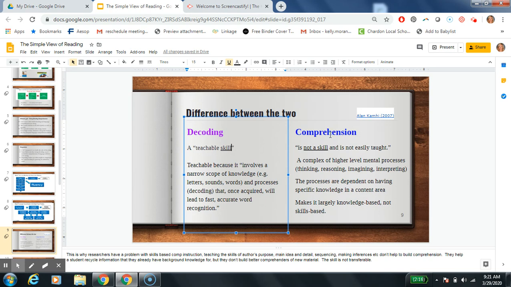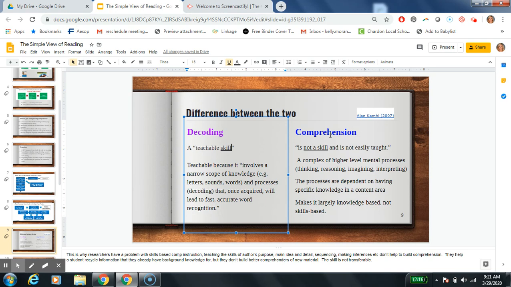Now, comprehension is not a skill and it is not easily taught. Comprehension is not like tying your shoe. Once you've learned the steps, you can master that and replicate it day after day after day. Comprehension is not a skill that you can be taught at one time and replicate, because each time you read something new on a different topic, the skill is not relatable because you're developing or layering on new information.